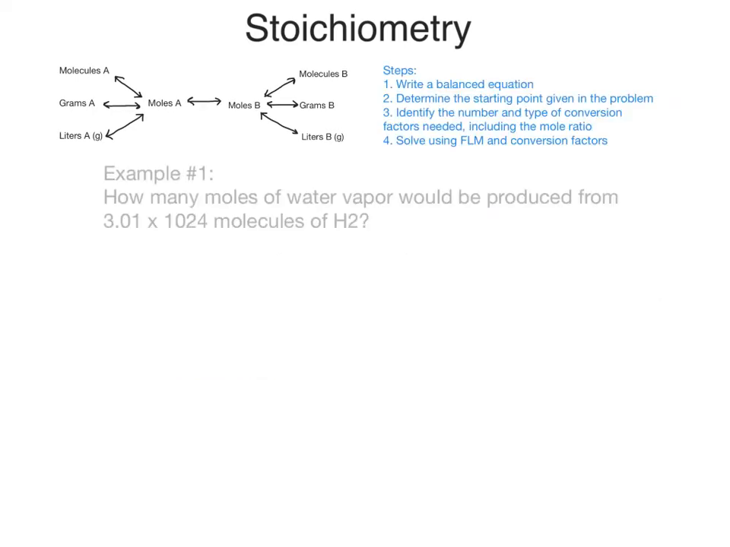Okay, so let's take a look at how this works. Example number 1 asks how many moles of water vapor would be produced from 3.01 times 10 to the 24th molecules of H2. So step number 1 says we need to write a balanced equation for this reaction.